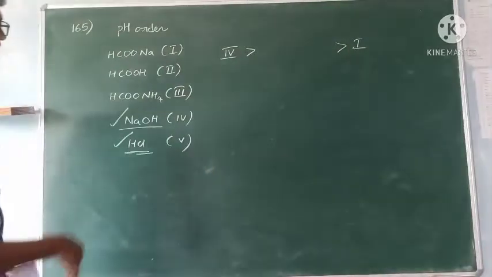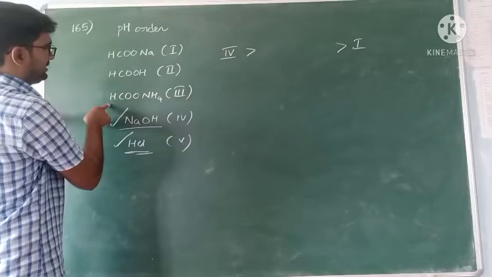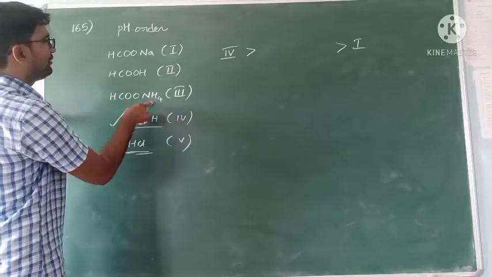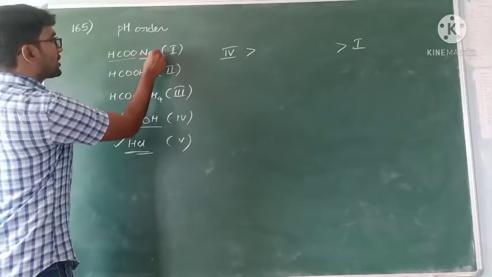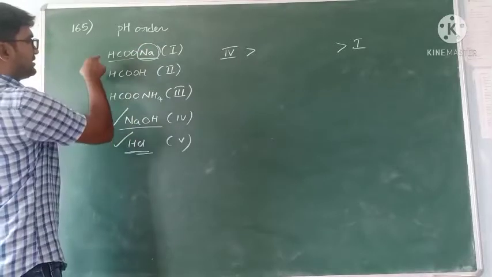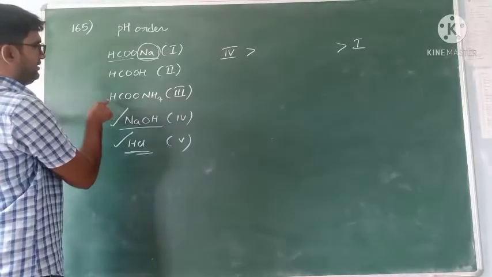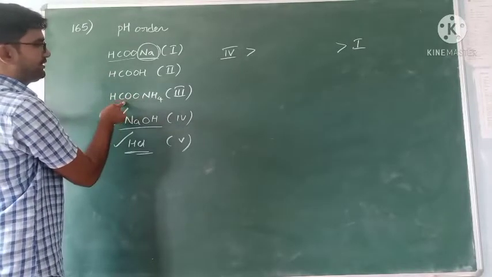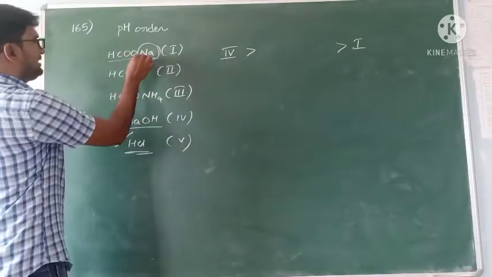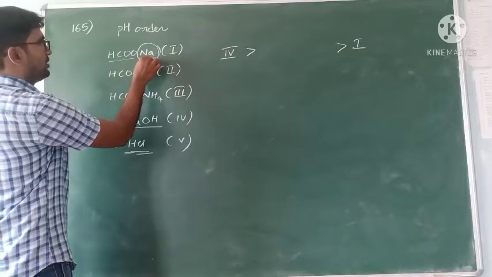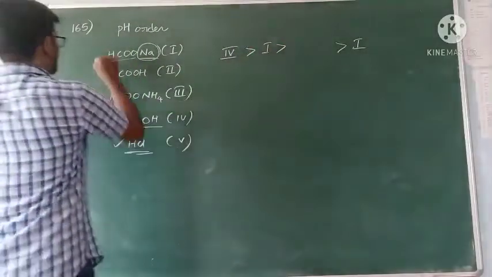Two completed. Now check the remaining. In that one, this is also an acid, a weak acid. This is the salt of a weak acid and a weak base. And this is the salt of a weak acid and a strong base. It is a salt, but this one is an acid. Acid means less than 7. The salt of a weak acid and weak base may be acidic, basic or neutral. But this is a salt of a weak acid and strong base, so it is basic in nature. So next one is 1. Okay, this one also completed.